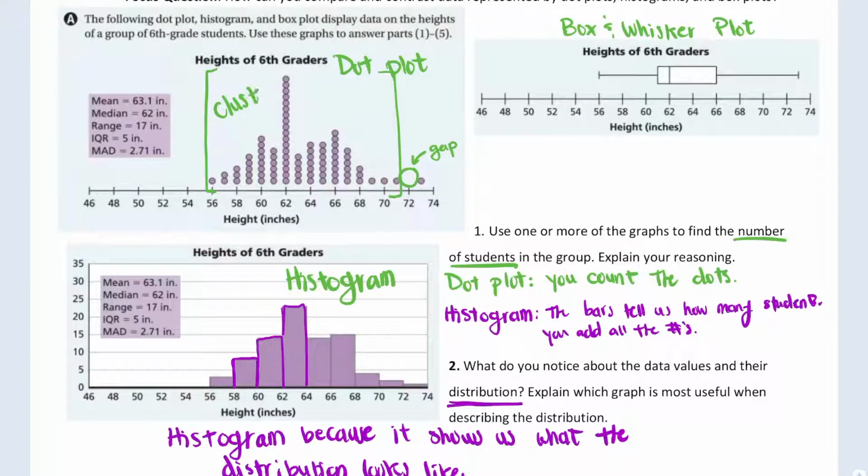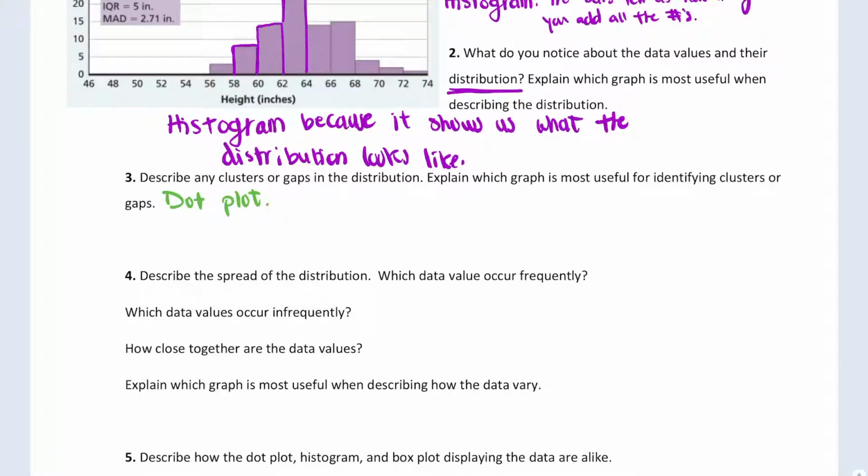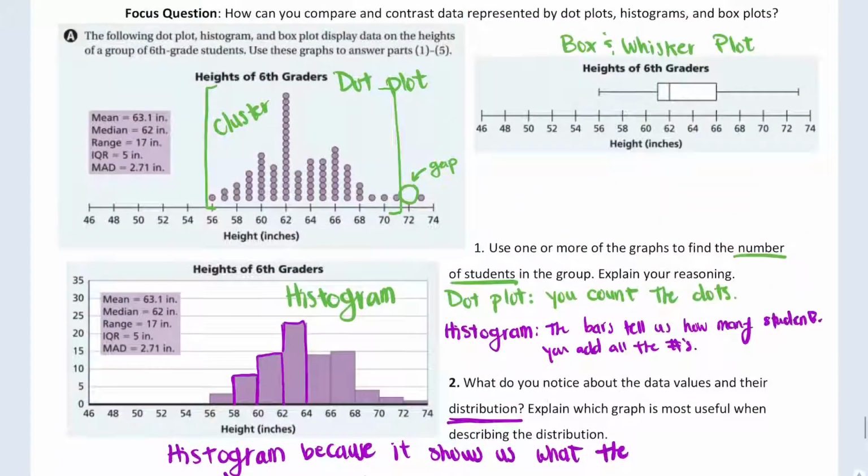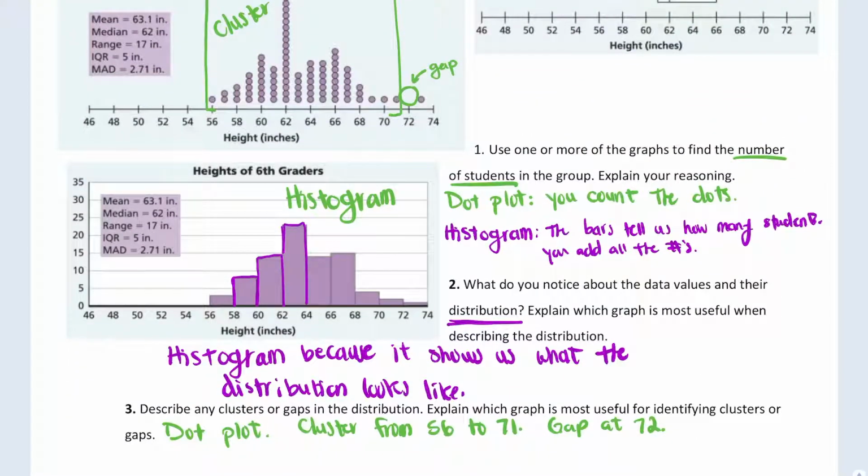This is our cluster right here, where our data is grouped up and bunched together, where there are no gaps in between. So from 56 to 71, there's a cluster. Then there's also a gap at 72. Now, the reason why the dot plot shows us this is because we literally see all the individual answers, right? They're all laid out there for us to see.